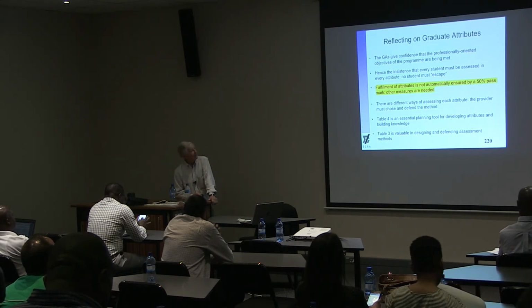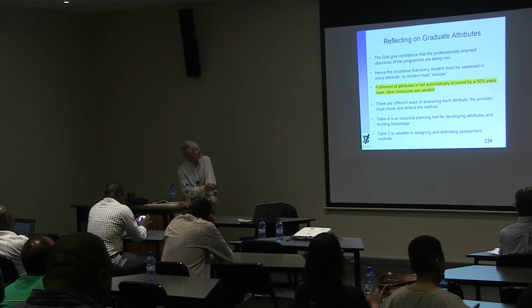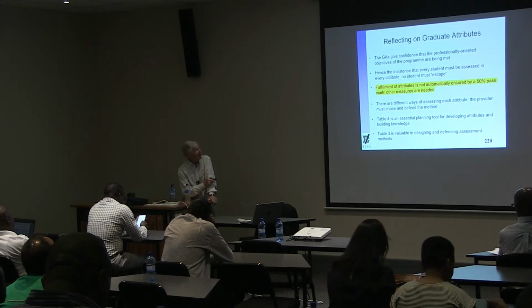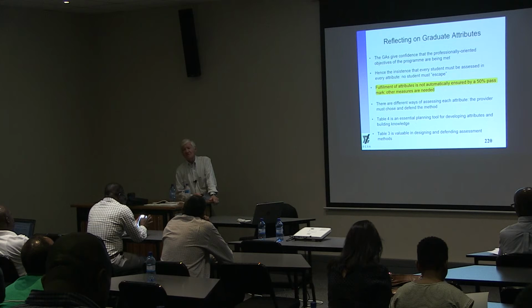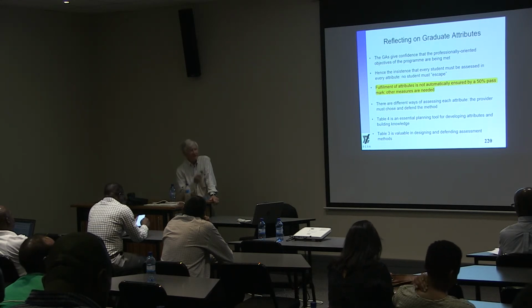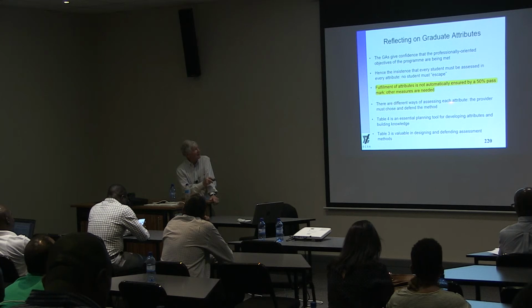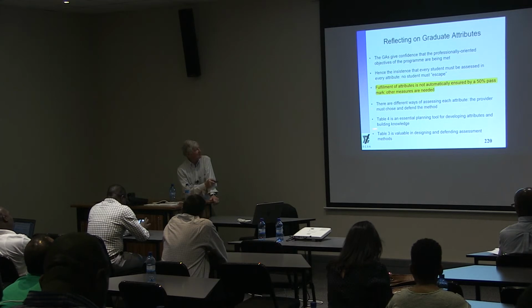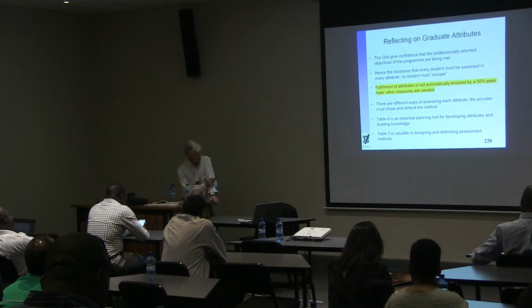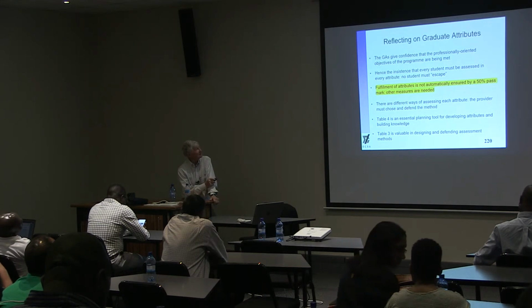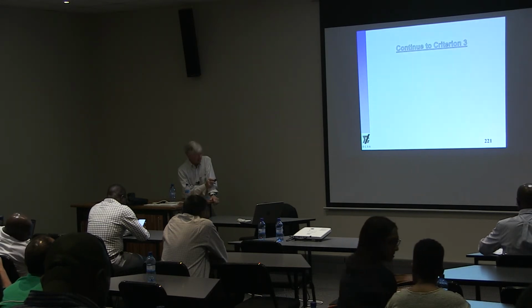Now I know most universities have introduced this into their rules that if they don't meet the GA, they can't get 50% or more in that course. And then you've got no problem. There are many different ways of assessing it. Just choose and defend the methods you want. Table 4 is an essential planning tool, and Table 3 is valuable in designing and depicting the... Right. Let me go back here.